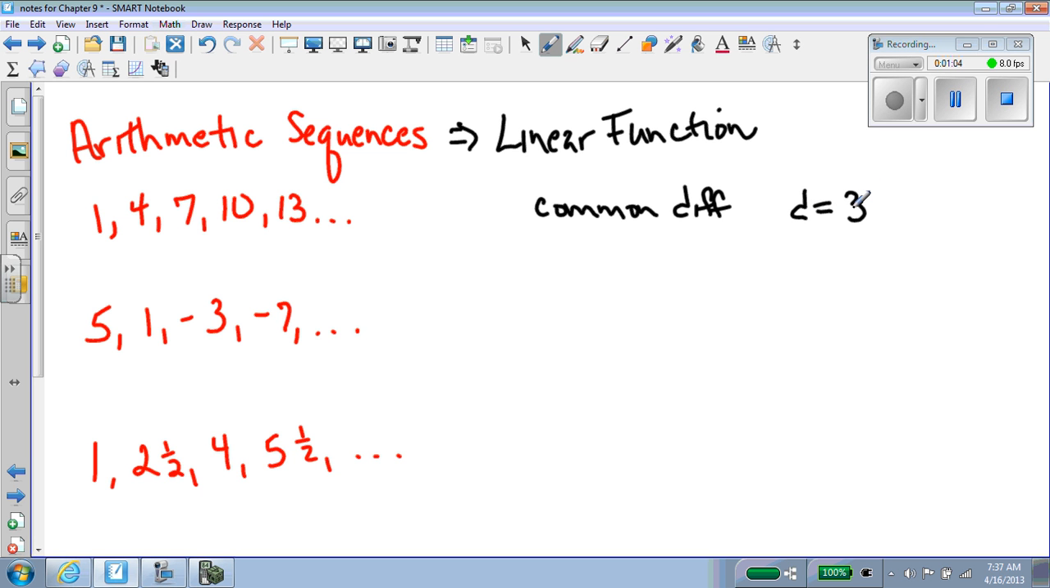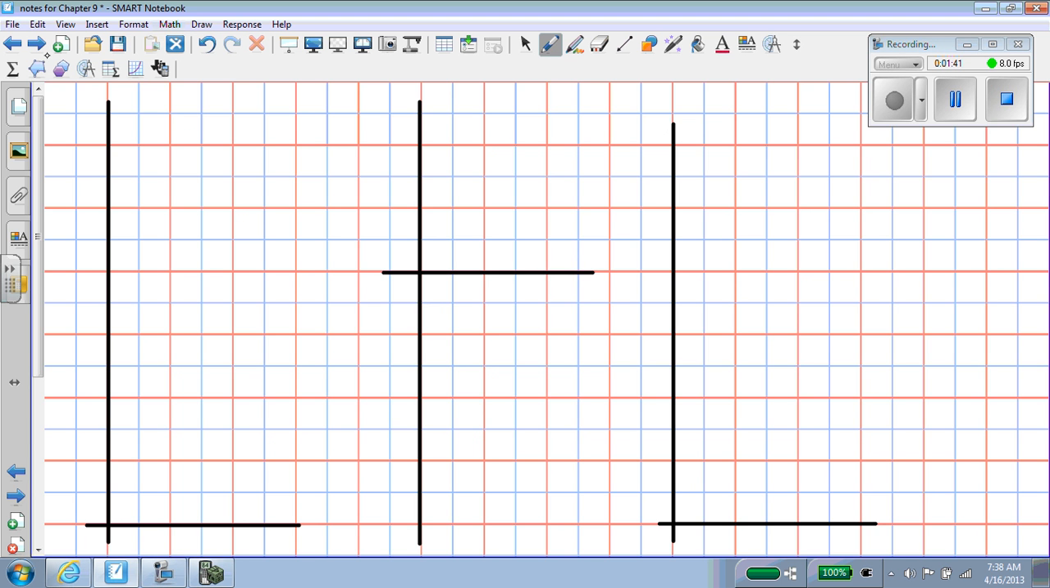My next arithmetic sequence: 5, 1, -3, -7, etc. Again, you might notice a common difference. This time I'm adding -4. 1, 2.5, 4, 5.5. Again, I have a common difference. I am adding 1.5 every time. Okay, that's how we recognize an arithmetic sequence. There is a common difference between terms. Okay, so let's graph these and see what happens.